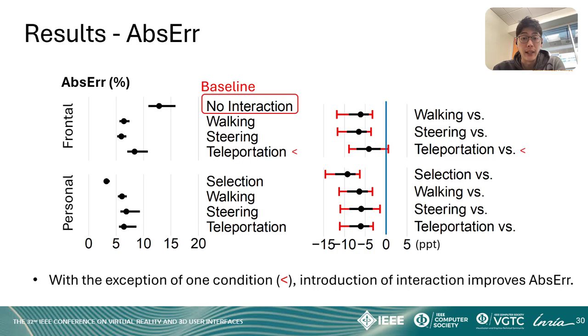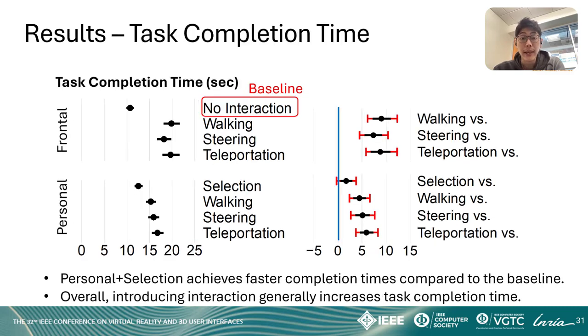Here are the results. The left chart shows the results by conditions, and the right chart shows their comparison results to the baseline condition of no interaction. Compared to the baseline condition, interaction improves task performance in terms of absolute error, except for teleportation with frontal condition. The baseline condition showed the fastest completion time. Overall, introduction of interaction techniques led to longer task completion times for both frontal and personal conditions. However, we found using selection with personal had no clear difference with the baseline condition.